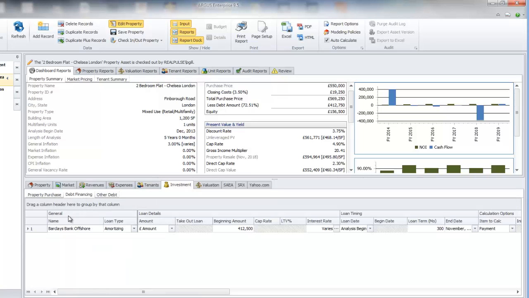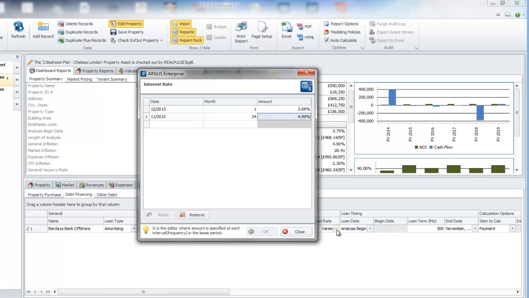Debt, or the loan, is expected at £412,000. I can also use the loan to value to calculate the loan in this instance. In terms of interest rates, I have factored in typical fixed rates for buy-to-let mortgages that you'll find in the United Kingdom of 3.69%, and subsequently that will revert back to a tracker rate of, say, 4.99%.